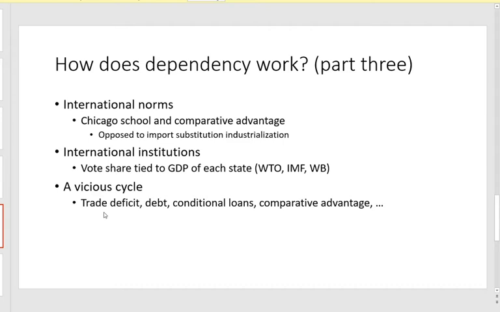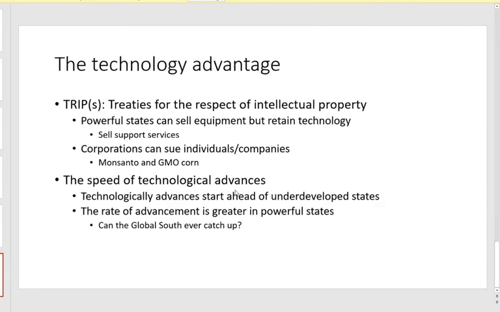And so dependency theory really has this sort of static effect, right? Once you're stuck in the lower tier, the global south, the underdeveloped economy, you're sort of just stuck there. And this happens because of the rate of advancement. So the first issue that we talk about is the treaties for the respect of intellectual property. When intellectual property first started becoming international law, it really sounded like a great thing.